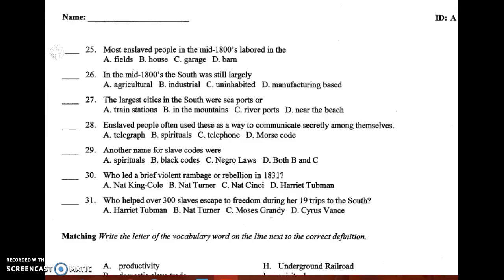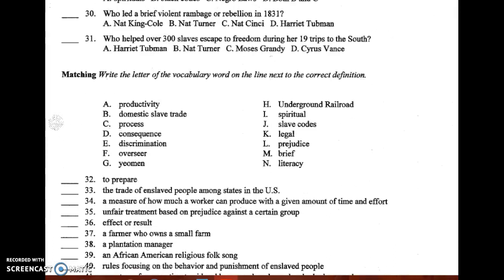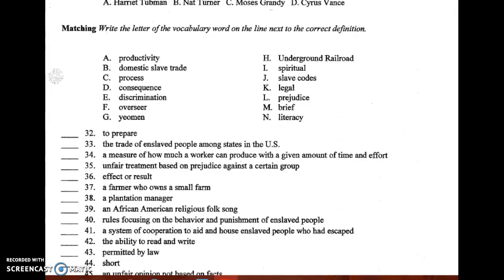Who helped over 300 slaves escape to freedom during her 19 trips to the South? Was that A. Harriet Tubman, B. Nat Turner, C. Moses Grandy, or D. Cyrus Vance? The next section is matching. Here is your word bank.